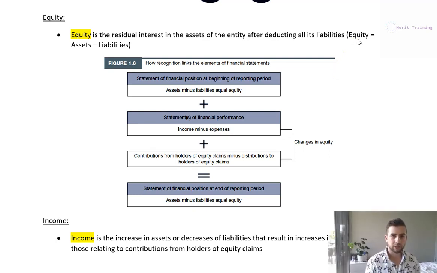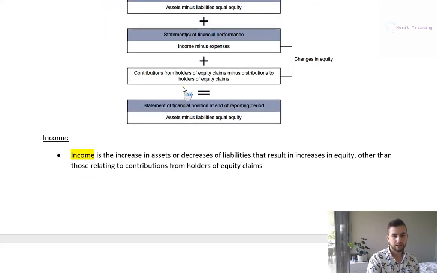Okay, finally, let's talk about equity. So equity is the residual interest in the assets of the entity after deducting its liabilities. So this is where we come back to that old formula: assets minus liabilities equals owner's equity, or equity.